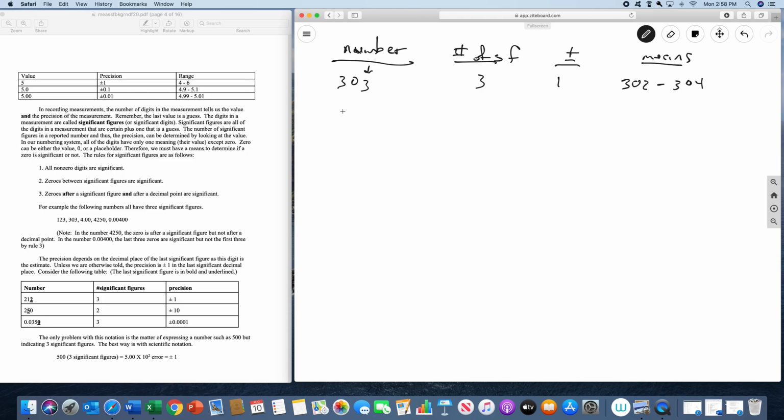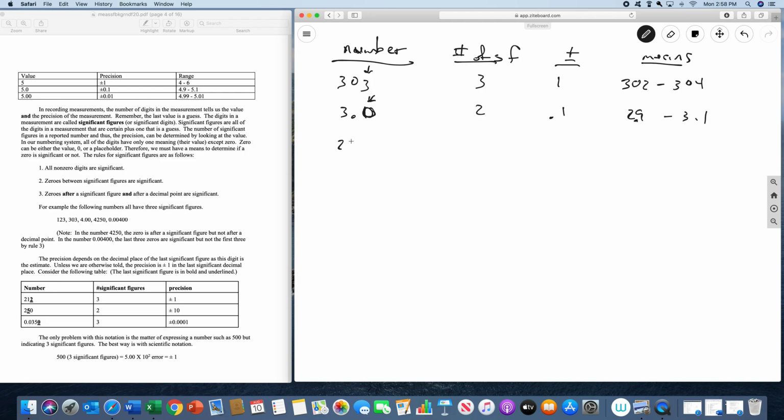If I have the number 3.0, sorry, 3.0, this has 2 sig figs. That 0 is significant, because why would I write it? And it's after a significant figure and after a decimal point. So this is plus or minus 0.1, so this is between 2.9 and 3.1.